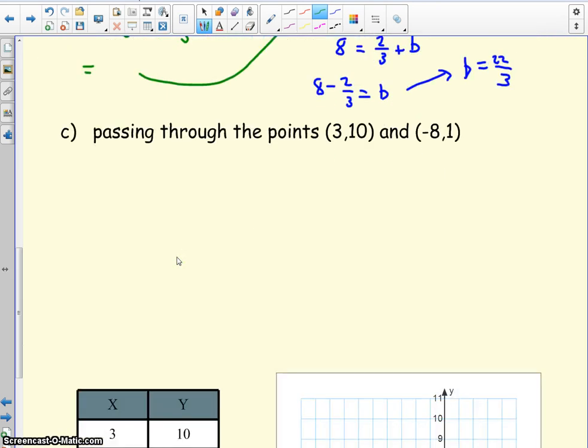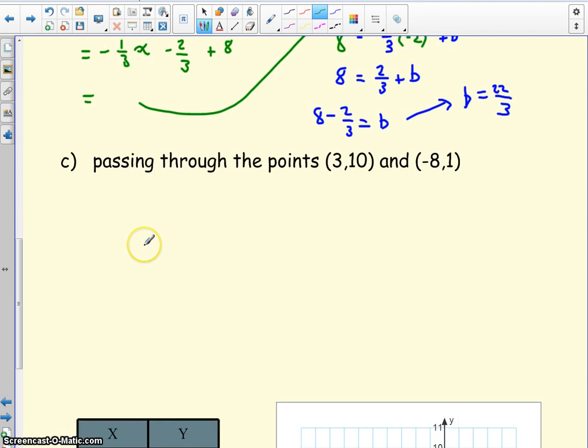Okay, and last but not least, we were passing through the points (3, 10) and (-8, 1). So it's giving us 2 points. So in terms of needing a slope and a point to find the equation, they've definitely given us the point, but we need the slope. What are we going to do? Well, we have the 2 points. We can find the slope between them.